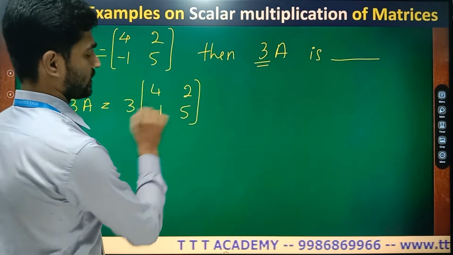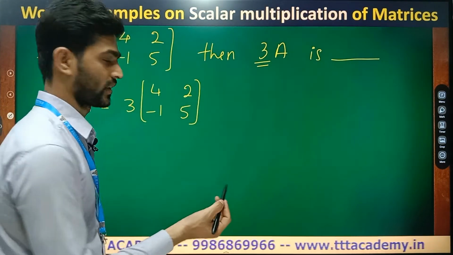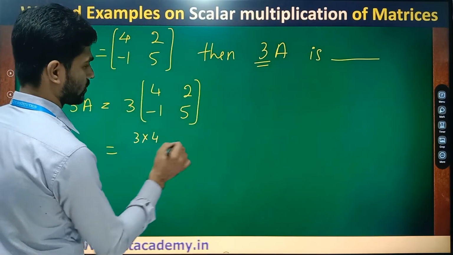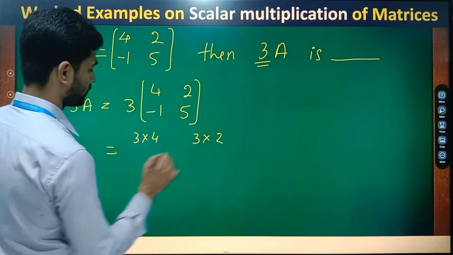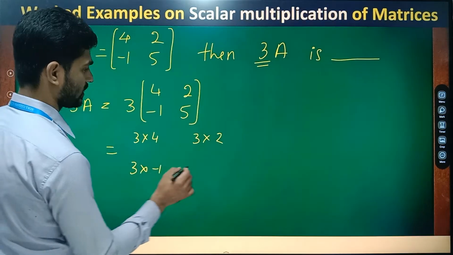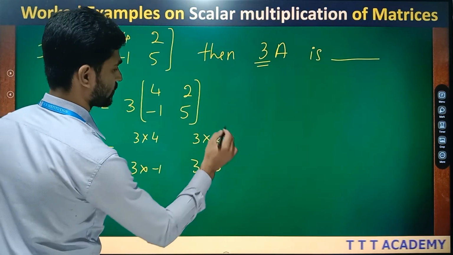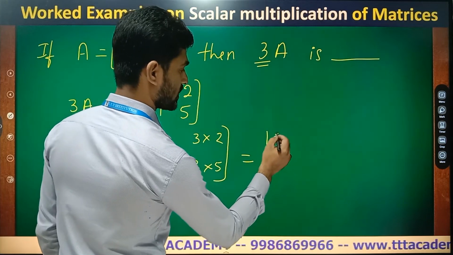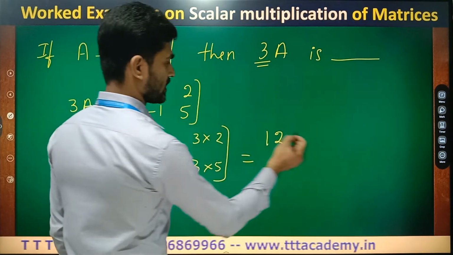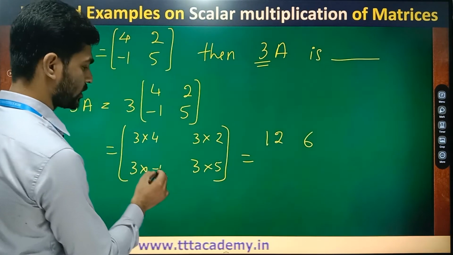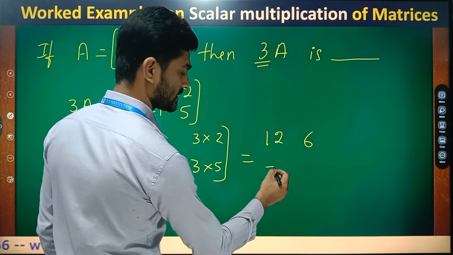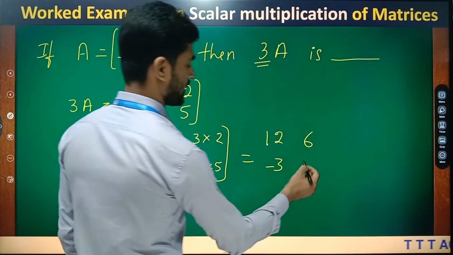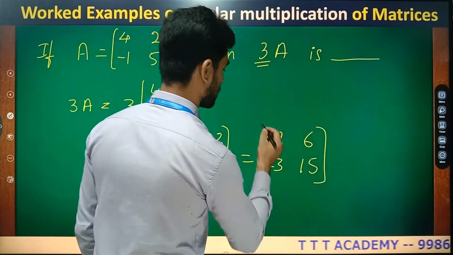Suppose you multiply that respectively, that is 3 into 4, next 3 into 2, next 3 into minus 1, next 3 into 5. So finally, 3 4s are 12, 3 2s are 6, 3 into minus 1, plus into minus is minus, so minus 3, and 3 into 5 is 15. This is scalar multiplication.